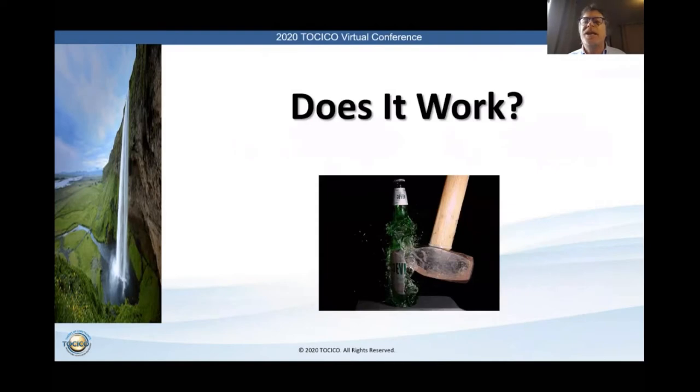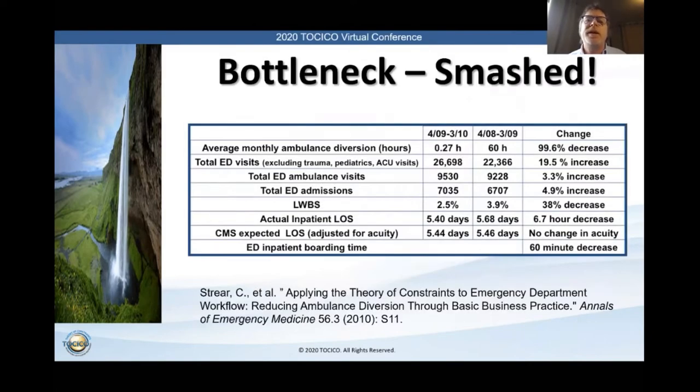So the obvious question to ask at this point is, does TOC work on patient flow? Well, in 2008, we implemented TOC at my hospital, and here are the results after the first year. We started out with 60 hours of ambulance diversion each month. Within 3 months of applying TOC, we were down to an hour of diversion each month, and by the end of our first year, we averaged less than 30 minutes of diversion time each month. Also during that first year, we went 9 months without any diversion.